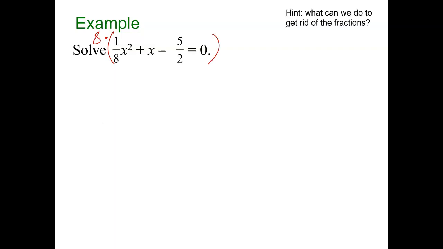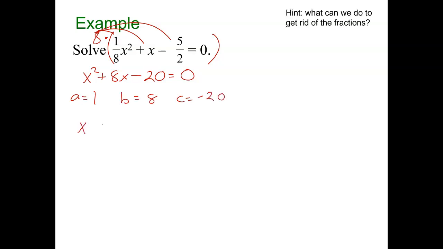Multiply everything by your least common denominator. What's 1/8 times 8? What is 8 times 1? What's 8 times 5 halves? Now I don't have fractions anymore. Now I can use my quadratic formula. What's my A value? What's the B value? What's the C value? There you go. Quadratic formula. X is equal to negative b plus or minus the square root of b squared minus 4ac all over 2a.